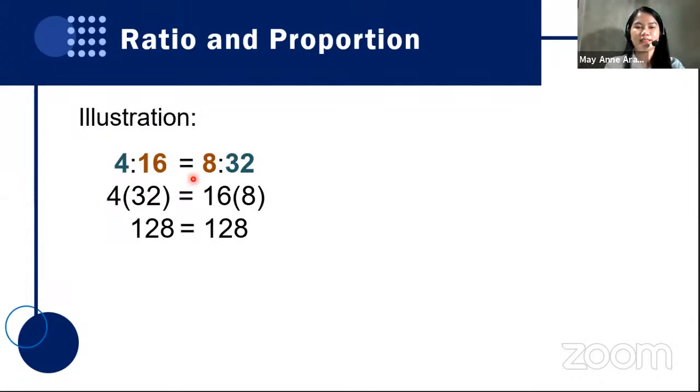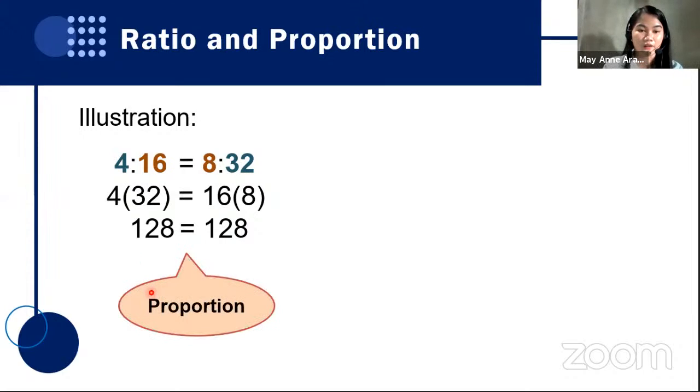Okay, 4 is to 16 is equal to 8 is to 32. Let us determine whether these ratios are proportion. Let us multiply the two extremes. We have 4 times 32, and equate this to the product of the means, 16 and 8. So 4 times 32 and 16 times 8 are both equal to 128. Since their products are equal, you can say that the two ratios are a proportion.